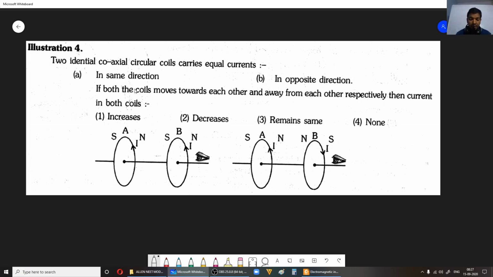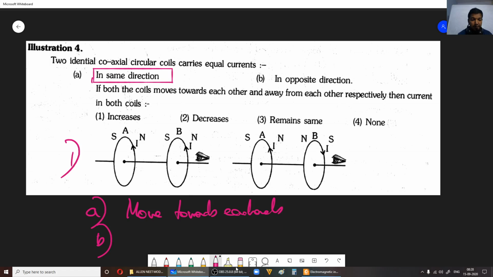Okay. So here you have to consider what happens if the coils move towards each other, and away from each other, and in each case you have to consider the current in the same direction. For example, say this is case 1. Now first you have to consider what happens if they move towards each other. Then the second case is move away from each other. That is for both the diagrams, whatever you are seeing here.